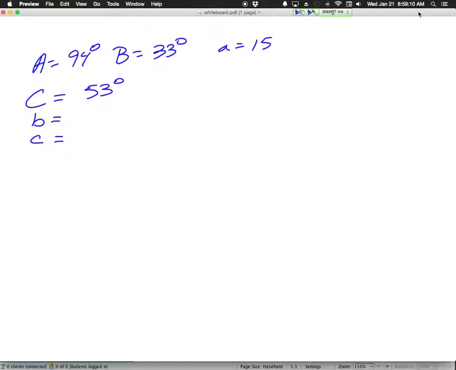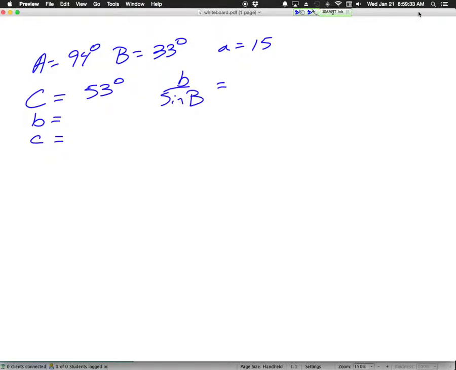Okay, next I want to choose which side I want to solve for, and it does not make a difference which side I solve for first. So let's go ahead and solve for b. So if I want to find b, what do you think I need? What do I need to set up? A trig function. b over sine of B. I need b over sine of B.